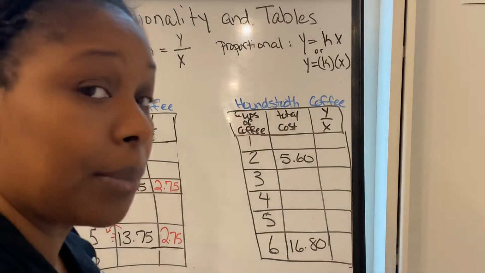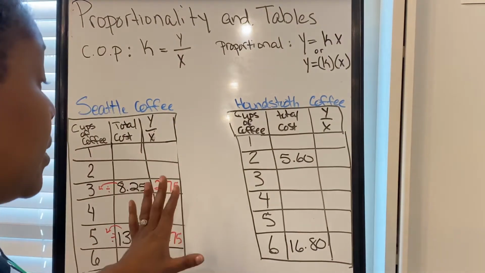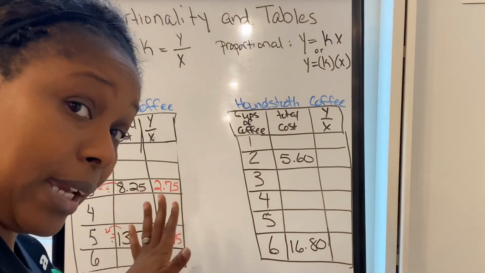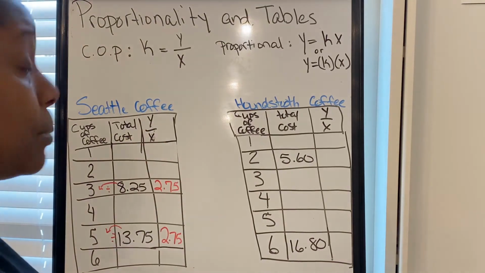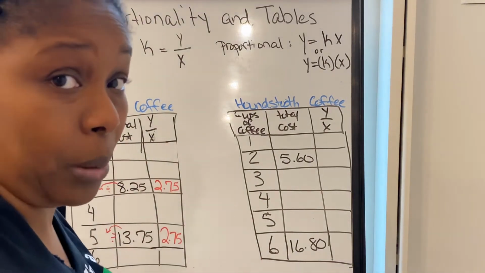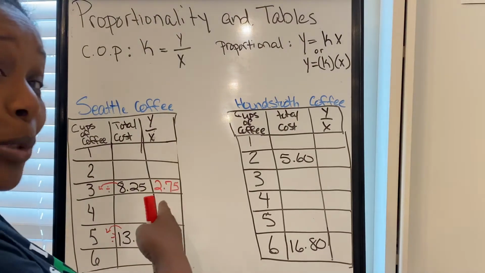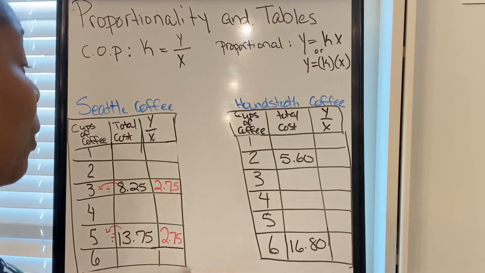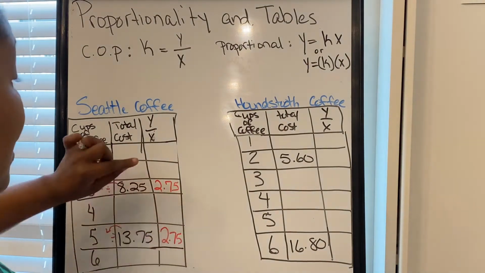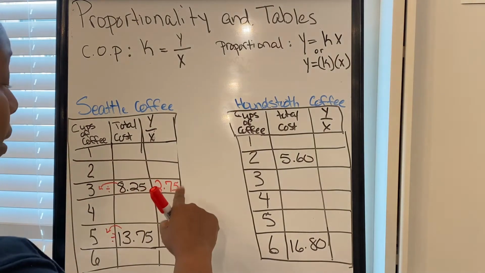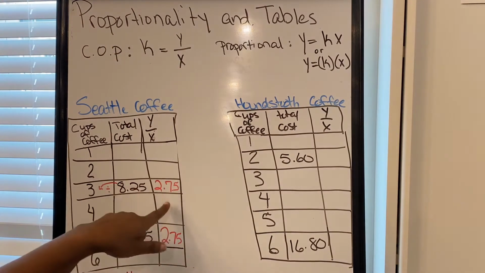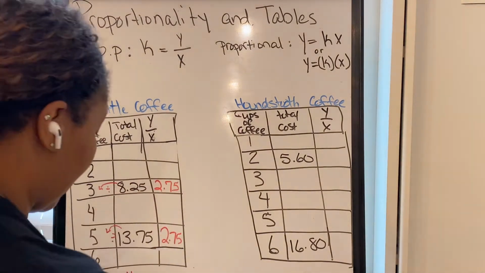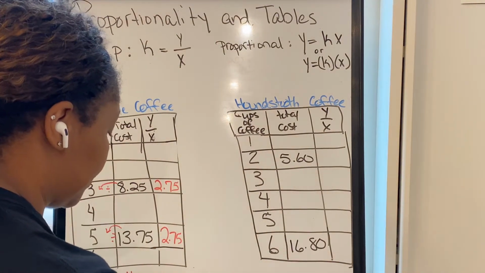Will you always get the same answer? No. But for what we're doing right now, you will. So we can assume, because Miss T knows the answers because I made them up myself, but we're going to assume that they're all the same. So now that I have my K, so let's just say our constant is going to equal what? Remember, we have the same. It's going to equal $2.75.